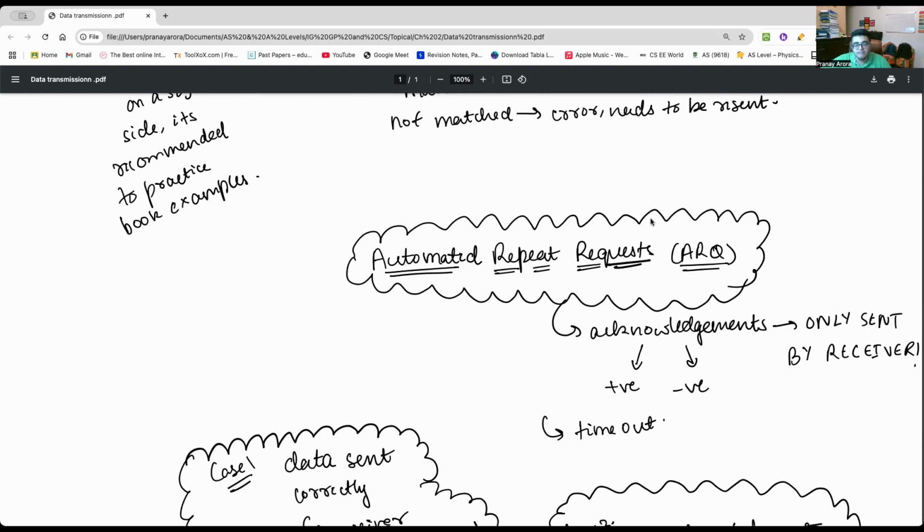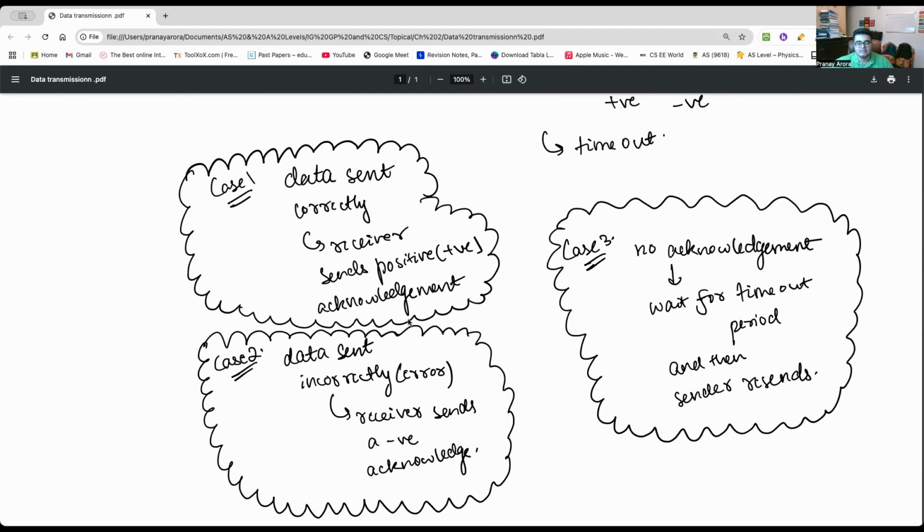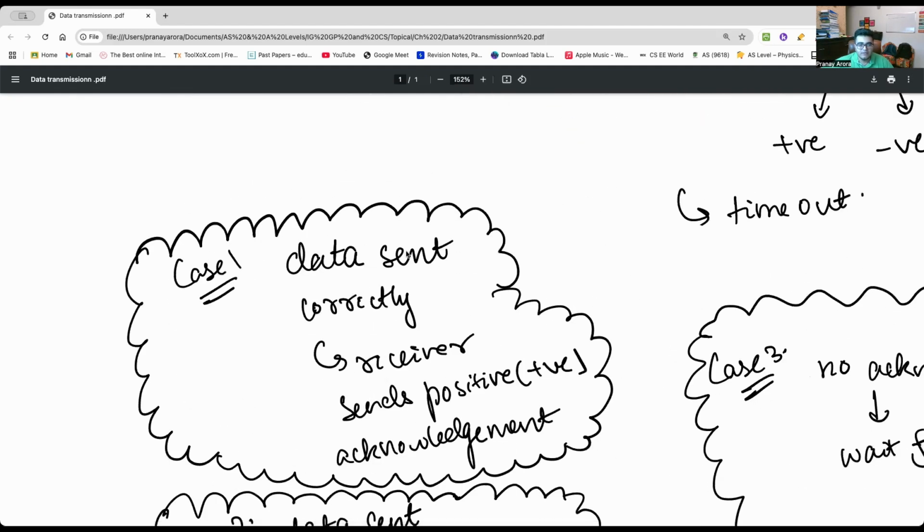So this is a positive acknowledgement from your side. If you have not completed your work, then you would answer no. That is a negative acknowledgement. So that is what happens here. There can be three cases. In case one, if data is sent correctly, the receiver will send a positive acknowledgement. Okay, sender, here is my positive acknowledgement. I have received the data correctly.